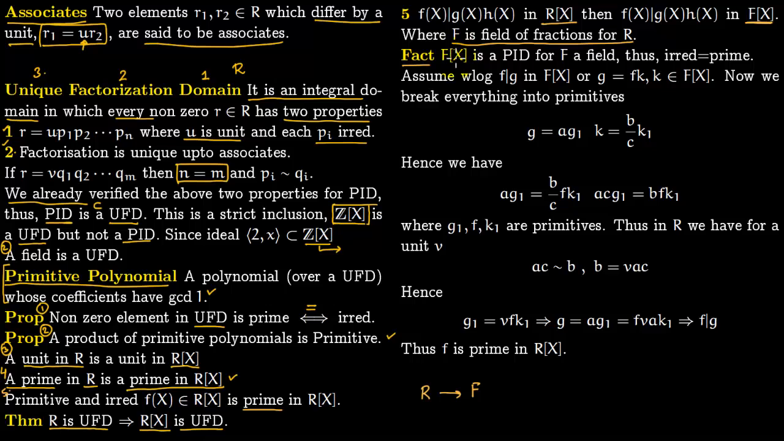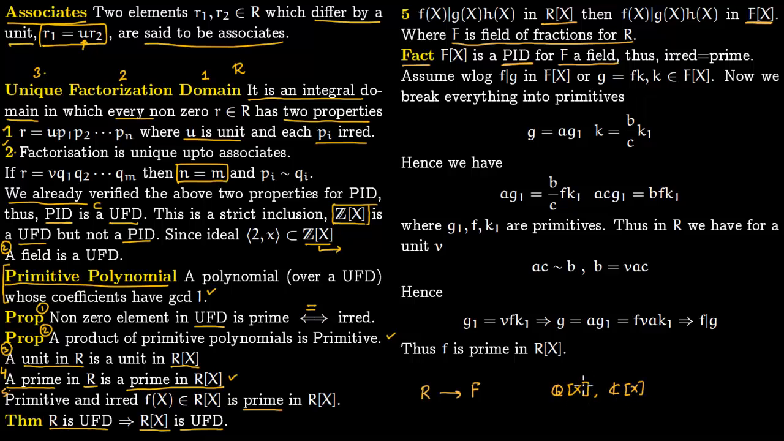So F[x] is a PID. You adjoin x to this field F, and it is a PID for F a field. So for example, if you adjoin x to the rationals, this is a PID, and adjoin x to the complex numbers, also a PID. Given any field, you adjoin x, you get a PID.